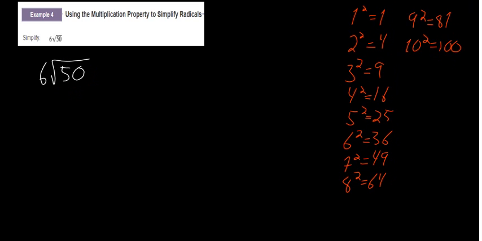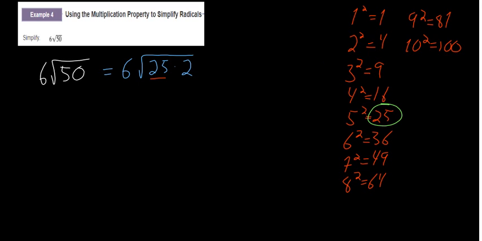16 goes to 32, goes to 48, and then that doesn't work, but 5 does, right? Well, 25. 25 times 2 is 50, so we're going to use this 25 here. So what we're going to do is write this as 6 times the square root of, and then we're going to put 25 times 2, right? 25 times 2 is indeed 50, so again, I'm going to underline that because I'm going to pull it out.